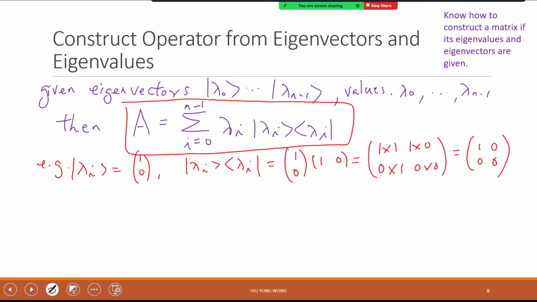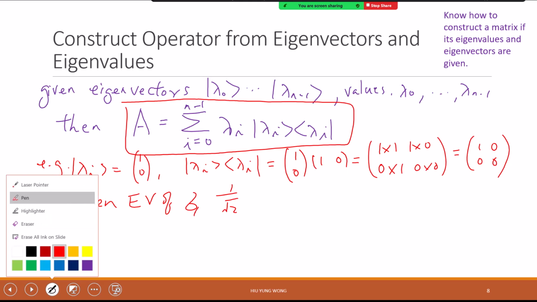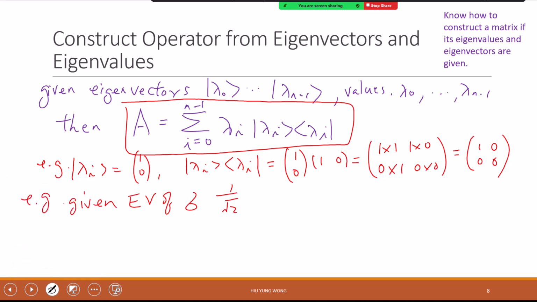But let's do an example. For example, given the eigenvectors of sigma x are 1 over square root 2 times 1, 1 and 1 over square root 2 times 1, negative 1, right?